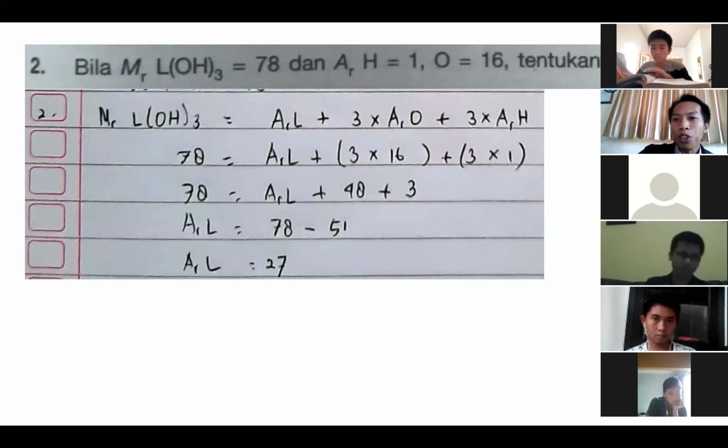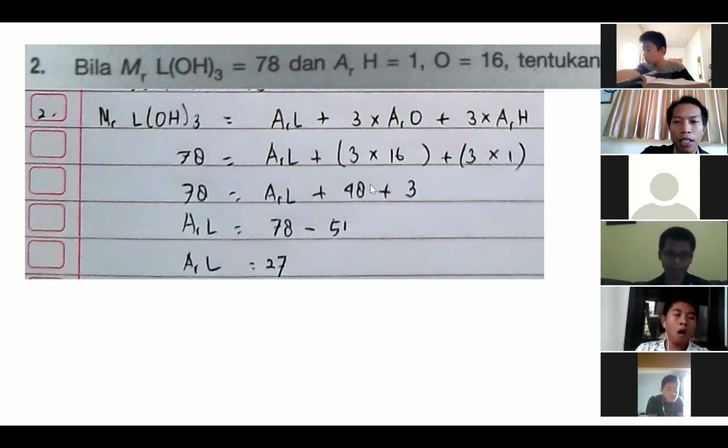What is L? To find out what L is, first you have to find the relative atomic mass of L. How to find the relative atomic mass of L? It is very easy. The total molecular mass is given, which is 78. So 78 will be equal to 1 times the relative atomic mass of L plus 3 times the relative atomic mass of oxygen, which is 16, plus 3 times the relative atomic mass of hydrogen, which is 1. So relative atomic mass of L plus 3 times 16 plus 3 times 1. So you will do a mathematical calculation here.